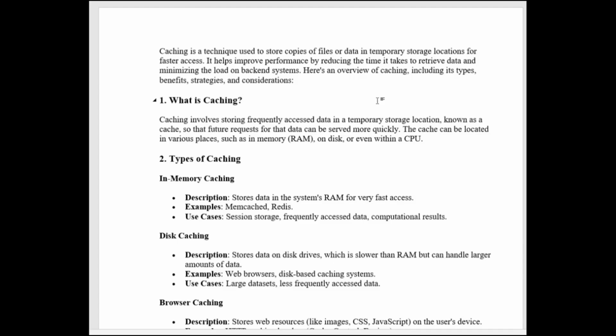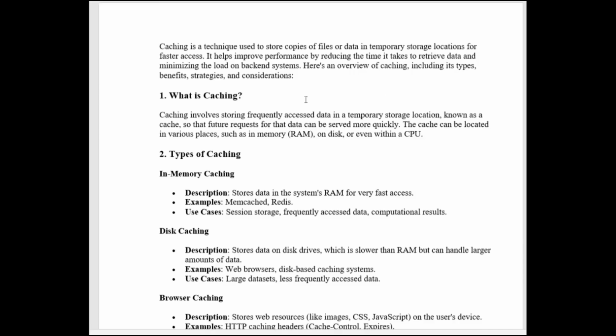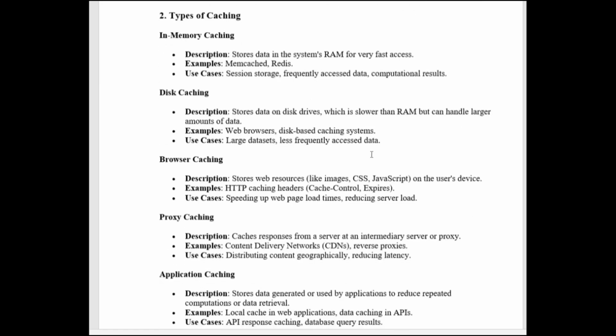What is caching? Caching involves storing frequently accessed data in a temporary storage location known as a cache, so that future requests for that data can be served more quickly. The cache can be located in various places, such as in memory, on disk, or even within a CPU. Types of caching. In-memory caching stores data in the system's memory for very fast access. Examples: memcached, Redis. Use cases: session storage, frequently accessed data, computational results.